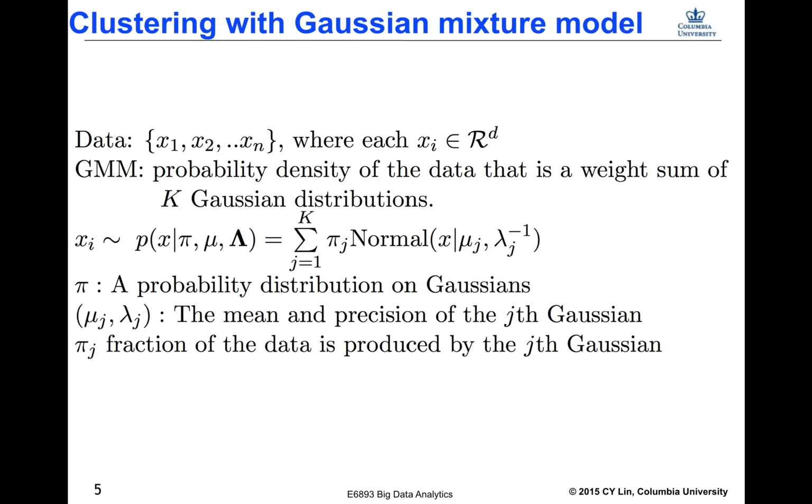It has such a formula where pi is the probability distribution on Gaussians, and mu g and lambda g are the mean and precision of the gth Gaussian. We can think of pi g as the fraction of the data that is produced by the gth Gaussian.